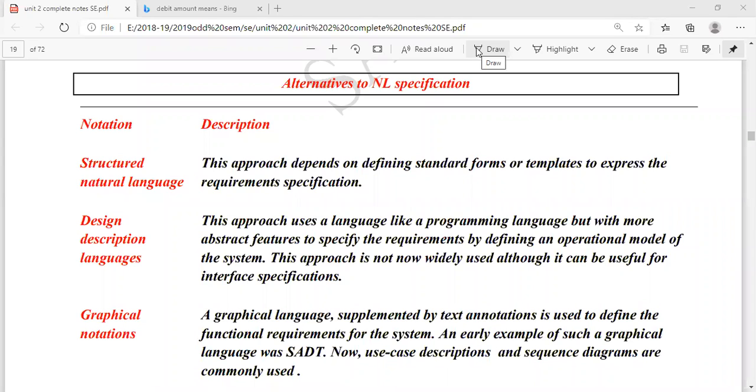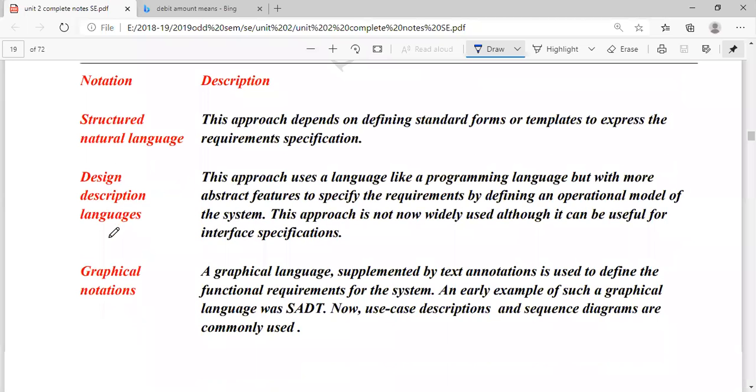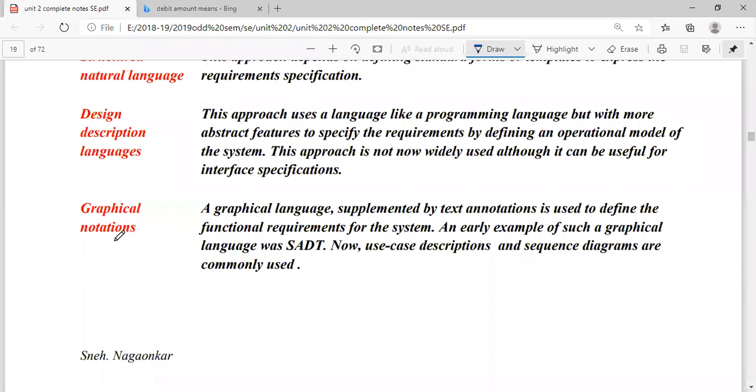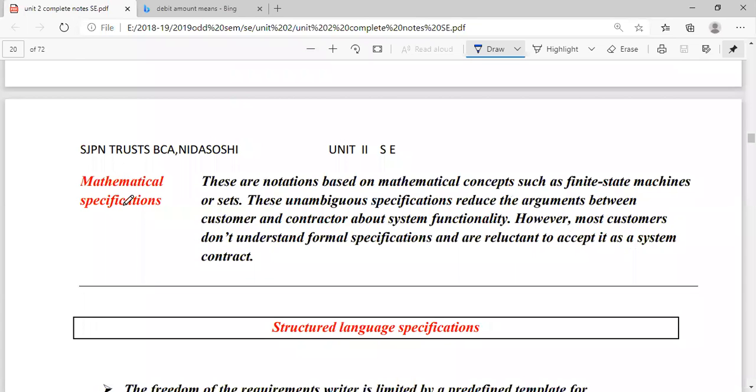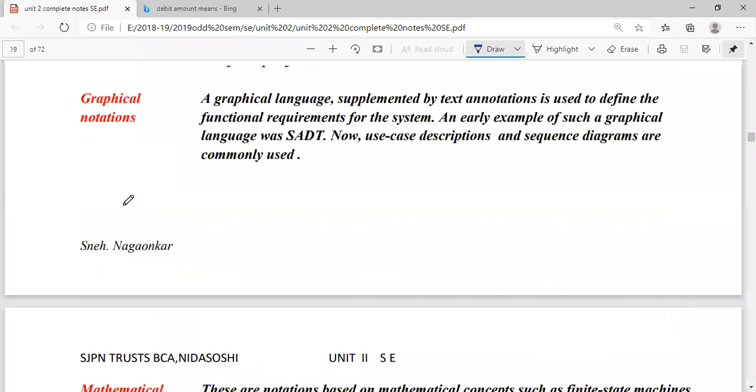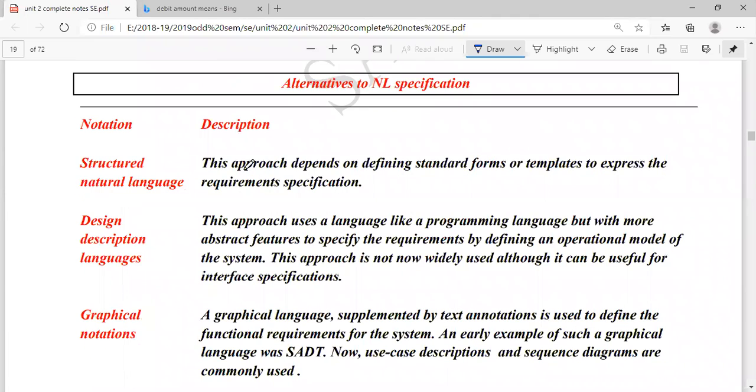Okay. So there are some alternatives of writing that black book. So those alternatives we will see one by one today. See, the first alternative is a structured natural language. Second is design description language. Third is graphical notation and mathematical specification. So these are different ways or alternatives to natural language specification for writing the software requirement document.